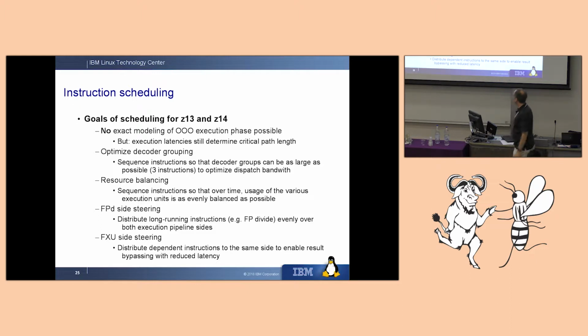But that's not the only concern. We're also trying to make sure that we mix things up so that we don't just have 100 integer instructions and then 100 floating point instructions, because then even the out-of-order logic can't do anything. We want to mix them up to give choices to possibly fill all the various units as well as possible.